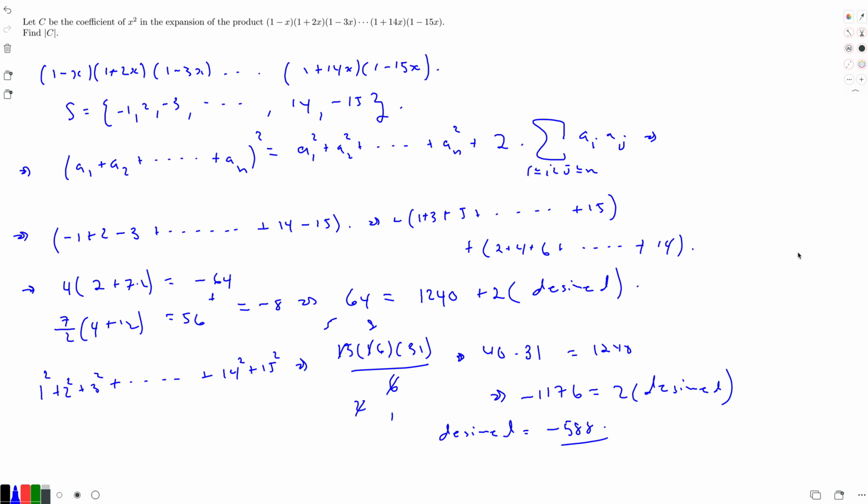We want to find the absolute value of the coefficient, so therefore it's 588. And we are done.